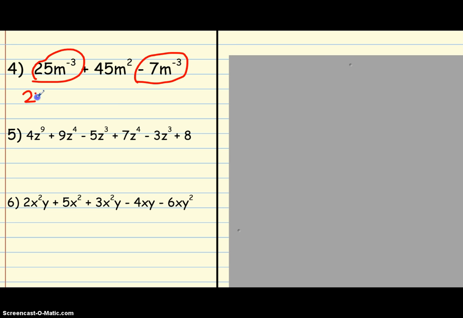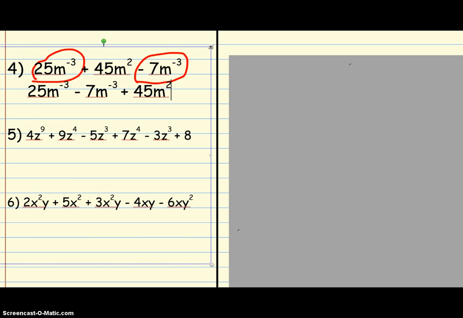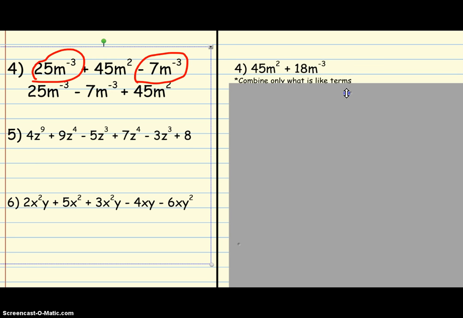So we're going to have 25m to the negative third. Ooh, not so good with my typing. Hold on a second. Alright, this looks a little bit better. So we can go ahead and group these two together because they have the same variable and exponent. So 25m to the negative third minus 7m to the negative third. So they're like terms, so 25 minus 7 is 18. We're going to keep the m to the negative third, so 18m to the negative third.